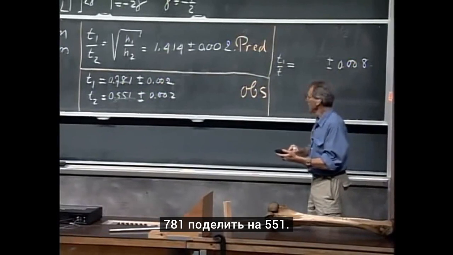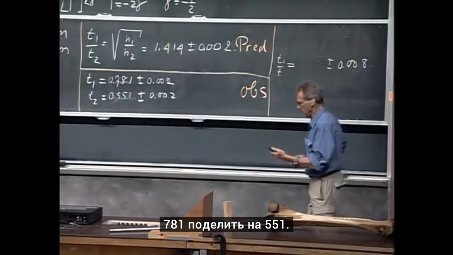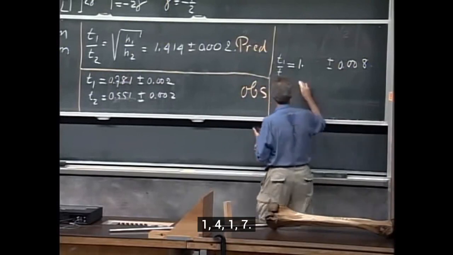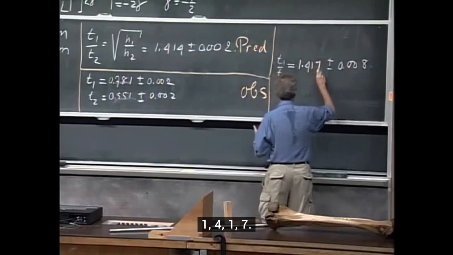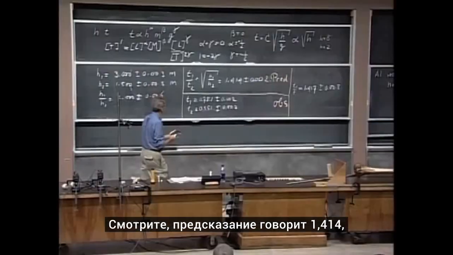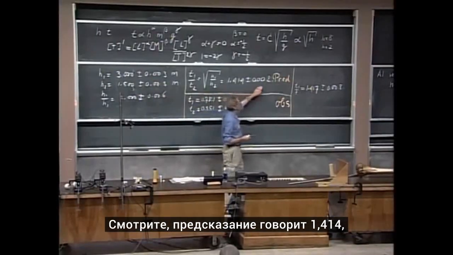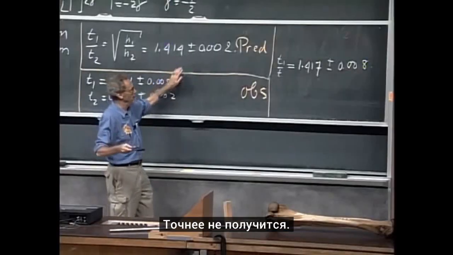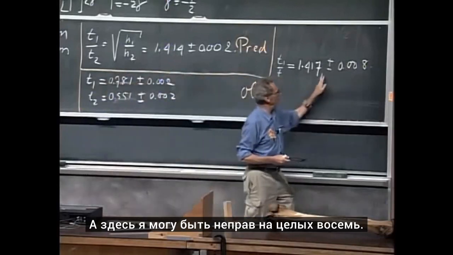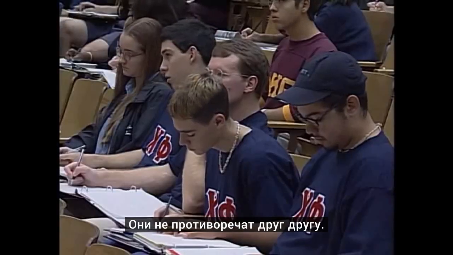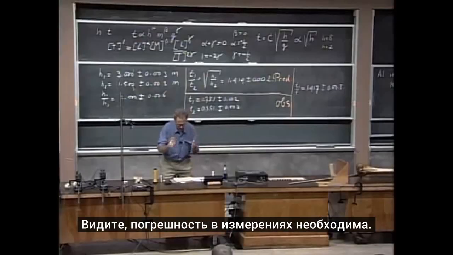781 divided by 551. 1 point, let me do that once more. 781 divided by 551. 1.417. Perfect agreement. Look, the prediction says 1.414, but it could be 1.4 point 2 higher. That's the uncertainty in my height. I don't know any better. And here, I could even be off by an 8, because that's the uncertainty in my timing. So these 2 measurements confirm they are in agreement with each other. But you see, uncertainties in measurements are essential.